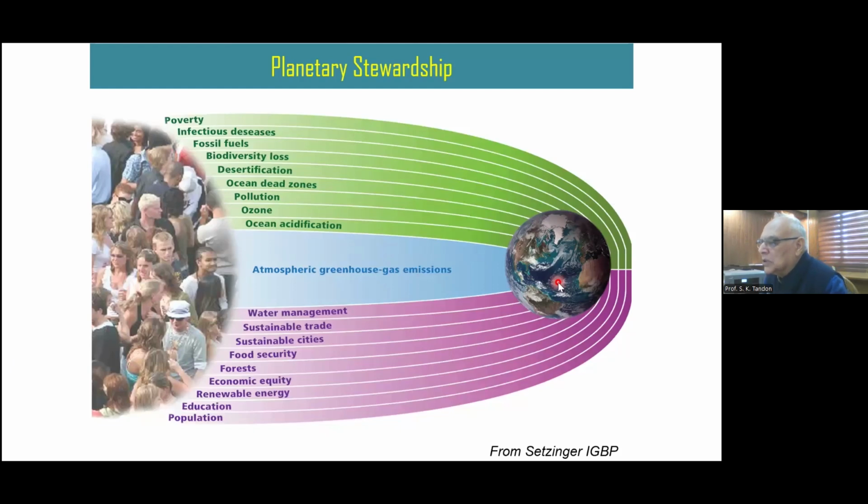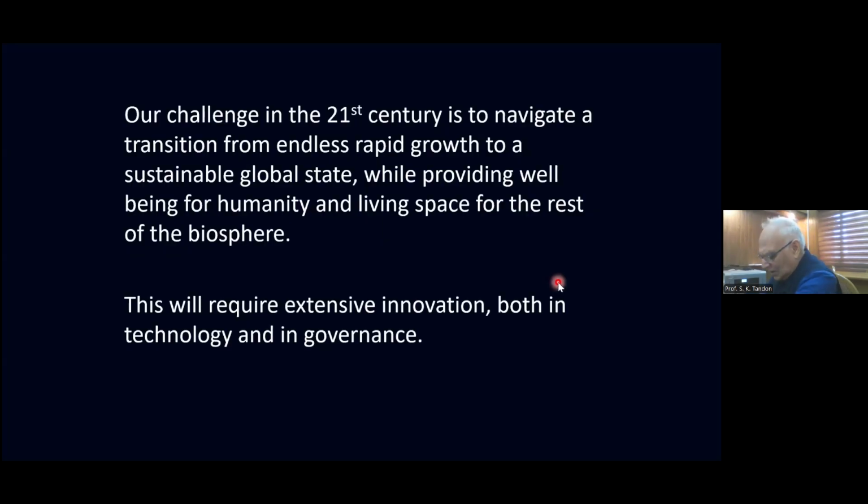So this is about planetary stewardship. At a social level, we have to deal with poverty, infectious diseases, the use of fossil fuels, biodiversity loss, desertification, ocean dead zones, pollution, ozone, ocean acidification. And then, of course, there are other issues like water management, sustainable trade, sustainable cities, food security, forests, economic equity, renewable energy, education, population. Our challenge in the 21st century is to navigate a transition from endless rapid growth to a sustainable global state while providing well-being for humanity and living space for the rest of the biosphere.